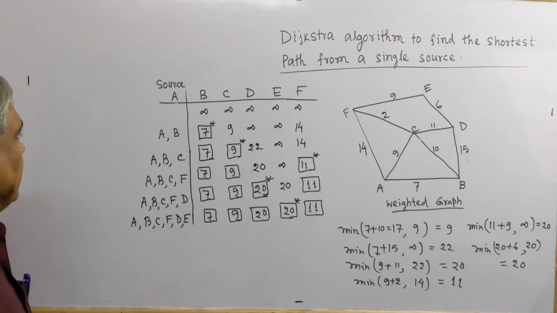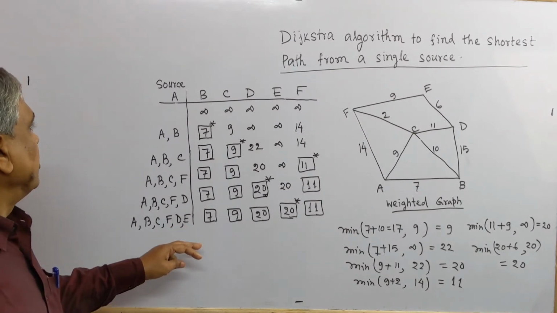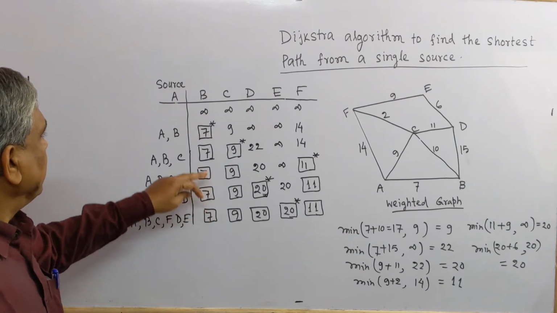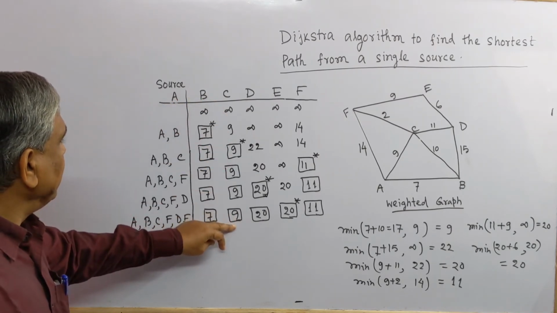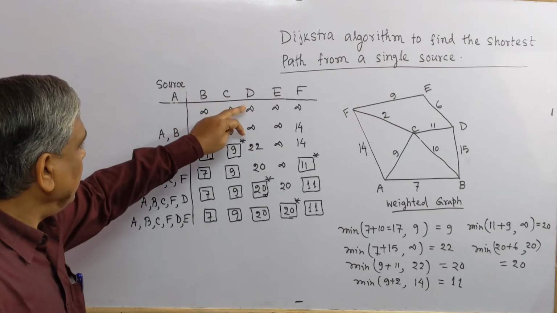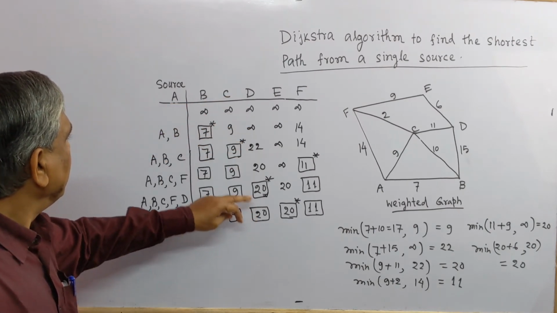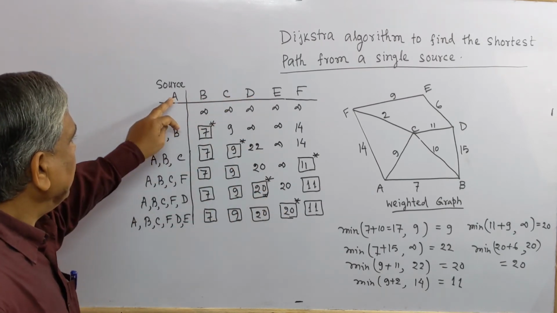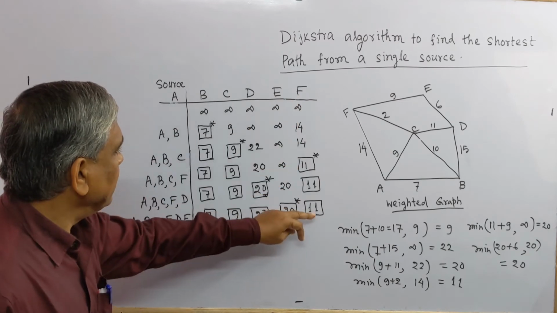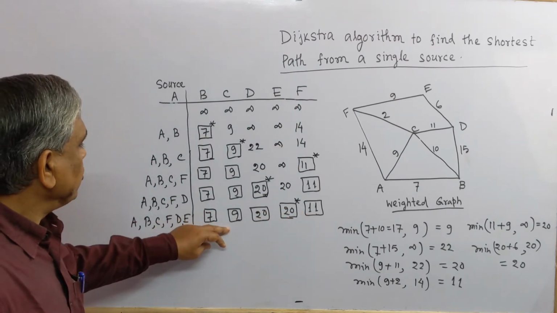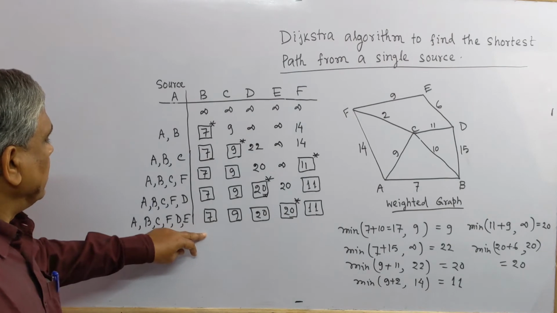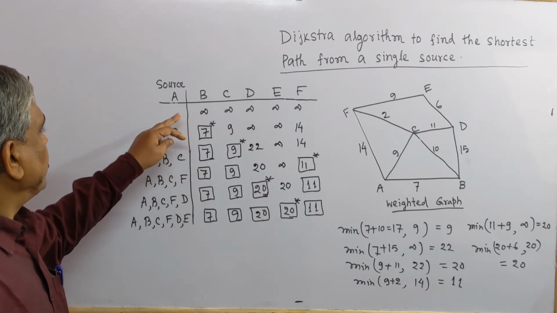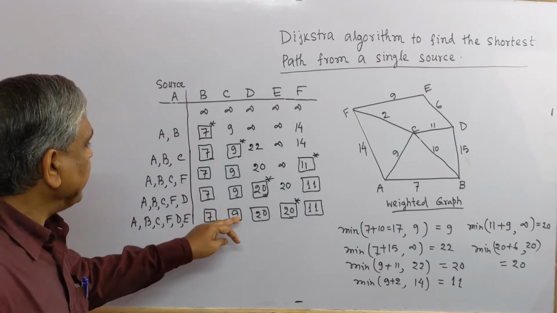Now the shortest distance from A to B is 7, A to C is 9, A to D is 20, A to E is 20, A to F is 11. This row denotes the shortest path from A to the different vertices.